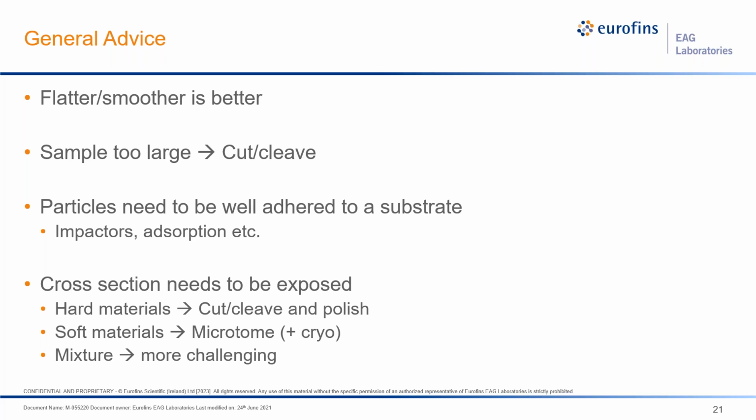And then lastly, if you want to expose the z-axis or cross-section of a sample, then you have to cut it. And that, of course, depends on the type of material you have. If you have all hard materials, you can typically just cut or cleave it and polish it down to the smoothness that is needed. If you have softer materials, then microtoming or cryo-microtoming is typically a good solution. And if you have a mixture, then this is a lot more challenging, and you would have to have a more in-depth discussion or look into how your different materials respond to different cutting methods.